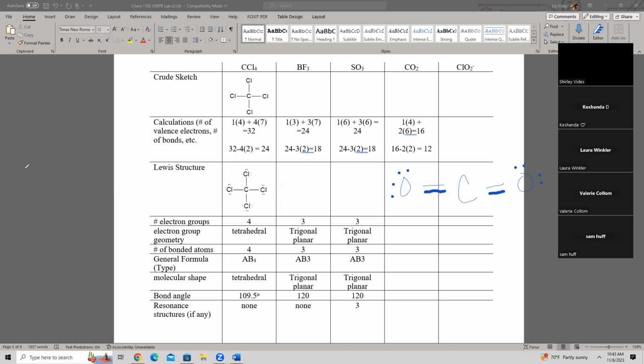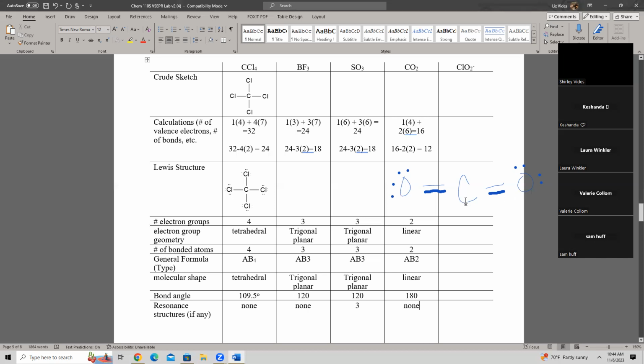So you can see that's linear, right? Because there's only 2 things around the central atom. So we're going to say there are 2 electron groups, and this is linear. Now, they're both electron groups, so that means this is an AB2. And it's still linear, and the angle is 180. And there are no resonance structures because the double bonds are in both places. If it was just one double bond, then we would have two. But they're both double bonds, so they can't move.